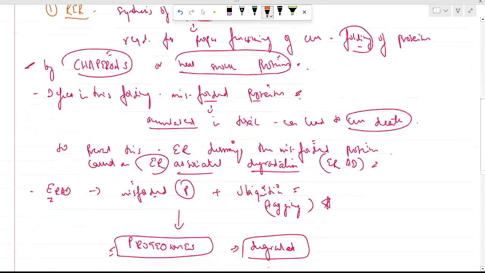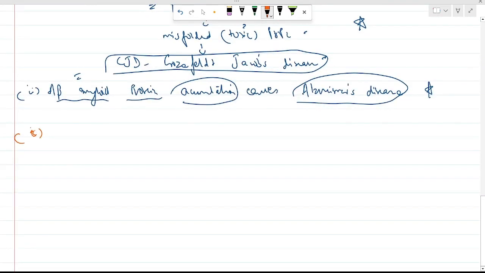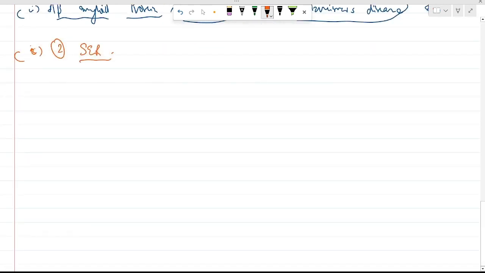We have seen rough endoplasmic reticulum. Second, we are going to see smooth endoplasmic reticulum. It is smooth due to the absence of granules, that is the ribosomes. Agranular, no ribosomes. Some of the functions of smooth endoplasmic reticulum we are going to see.